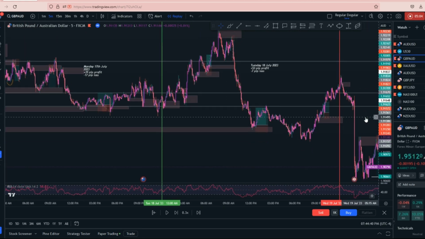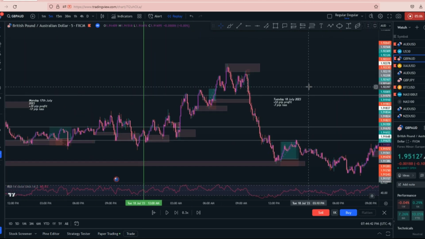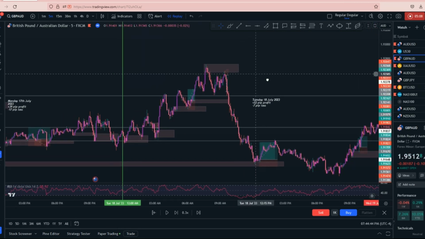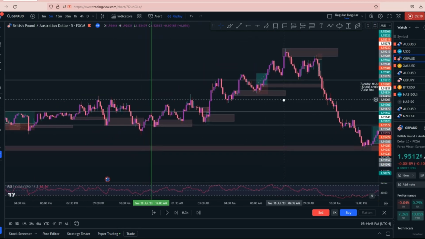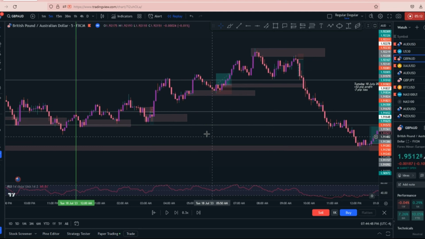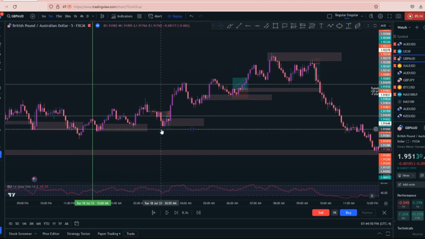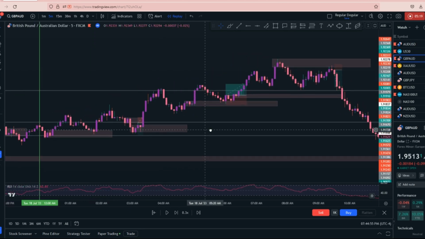The next trading day, which was Tuesday, I took five trades. The first one was off of a demand zone that I saw being made right here.